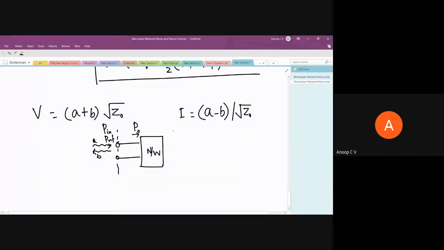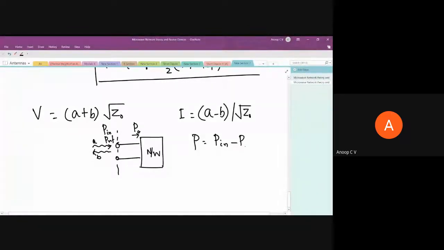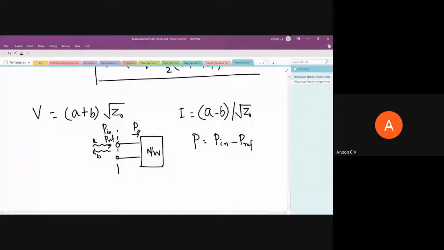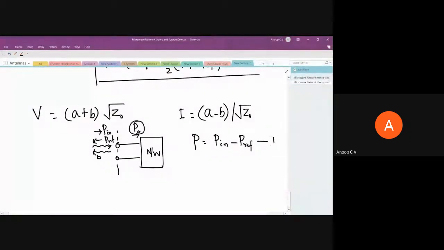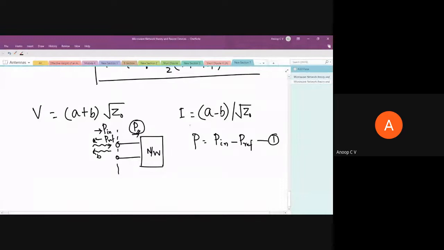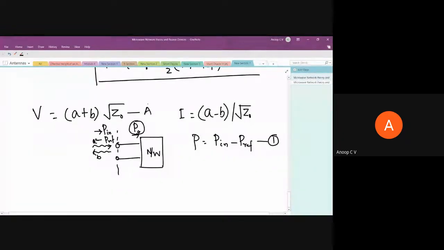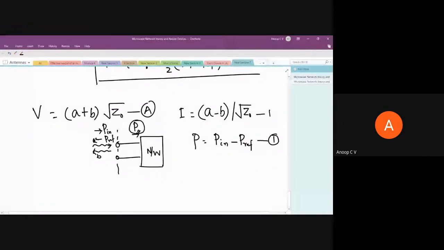So that P will be actually P incident minus P reflected. A part of the power is incident, and the remaining will be reflected. The remaining part will be delivered to the load. So P will be P incident minus P reflected. I can write it as equation number 1 for today, or I can call it equation number A, equation number B. You may have some other equation numbers, you can use that.